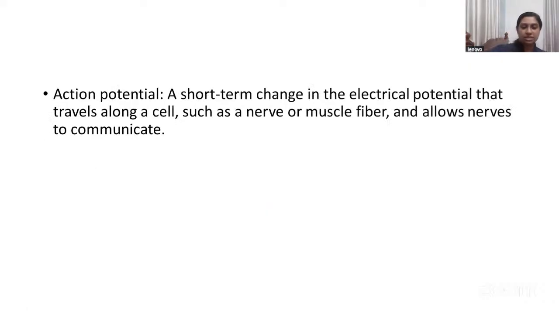So what is an action potential? It's a short-term change in the electrical potential that travels along a cell, such as a nerve or a muscle fiber, and allows the nerves to communicate. At a neuromuscular junction, acetylcholine is usually released. Acetylcholine is a chemical neurotransmitter. This chemical stimulation is converted to electrical impulses in the action potential.